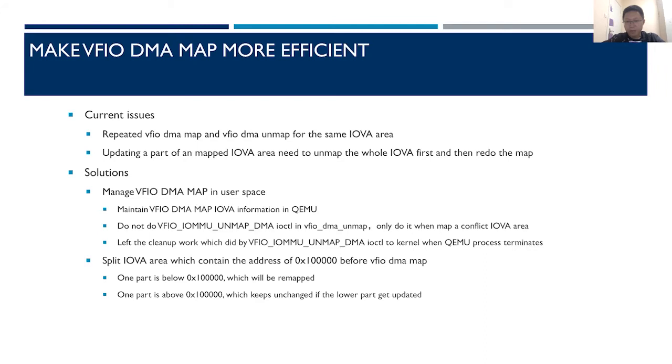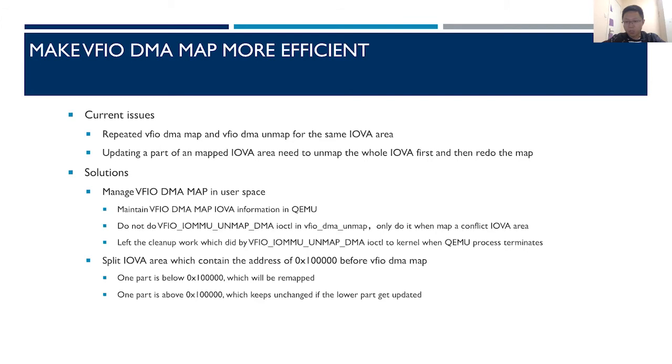VFIO DMA map is inefficient. There are two reasons for this. The first one is the same IOVA map experienced the map, unmap, and then remap procedure. It's unreasonable. To solve this issue, the mapped IOVA area information is retained in QEMU to avoid unnecessary VFIO DMA map and unmap operations.